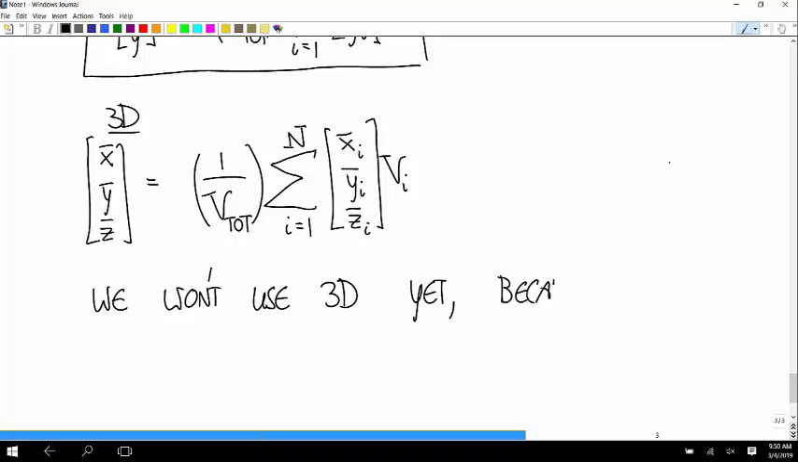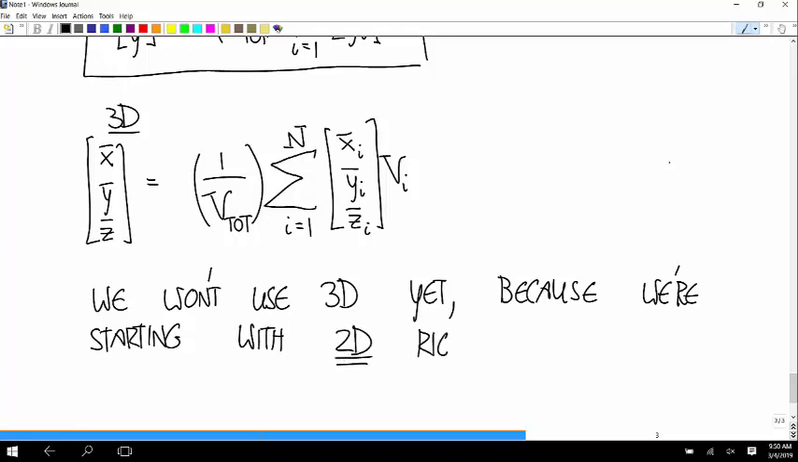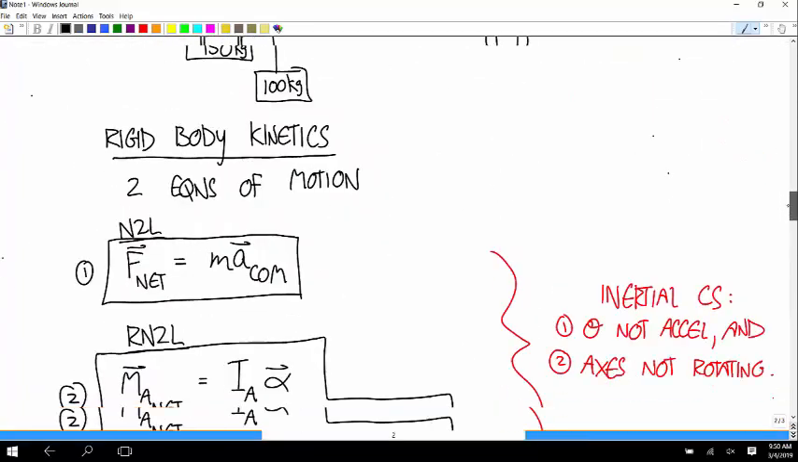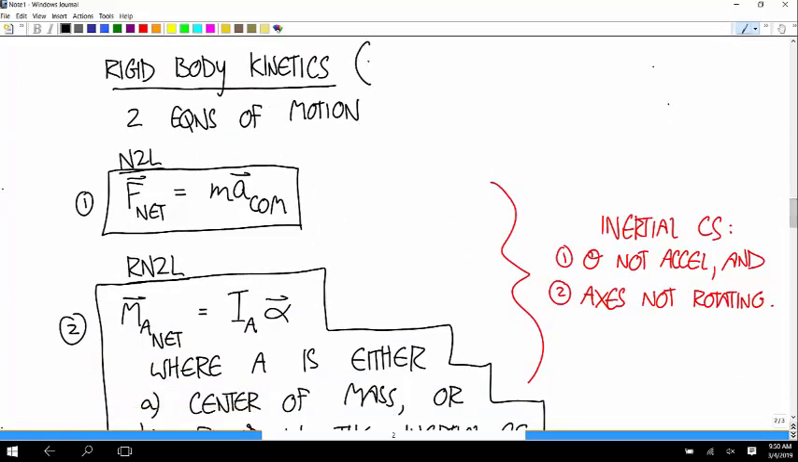Because all of this stuff we're talking about right now only works for 2-dimensional rigid body kinetics. And you might ask why I didn't say that before when I introduced this. It's because I forgot, but I should have. So rigid body kinetics in 2D.